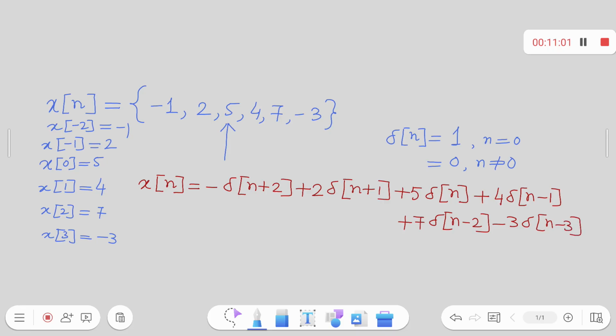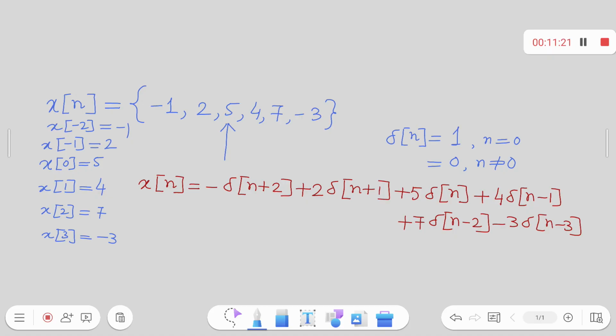That is a description of the signal x of n by means of shifted and scaled versions of the delta function. So this is basically minus delta n plus 2, plus 2 delta n plus 1, plus 5 delta n, plus 4 delta n minus 1, plus 7 delta n minus 2, minus 3 delta n minus 3.